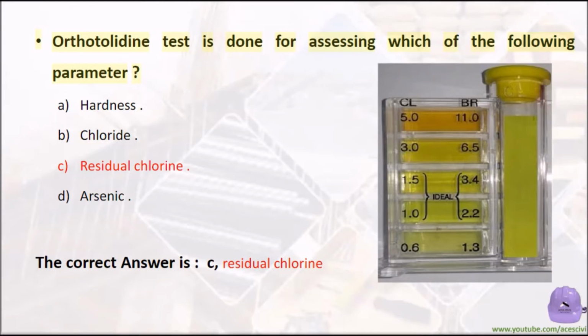Orthotolidine test is done for assessing which of the following parameters? A. Hardness. B. Chloride. C. Residual chlorine. D. Arsenic. The correct answer is C. Residual chlorine.